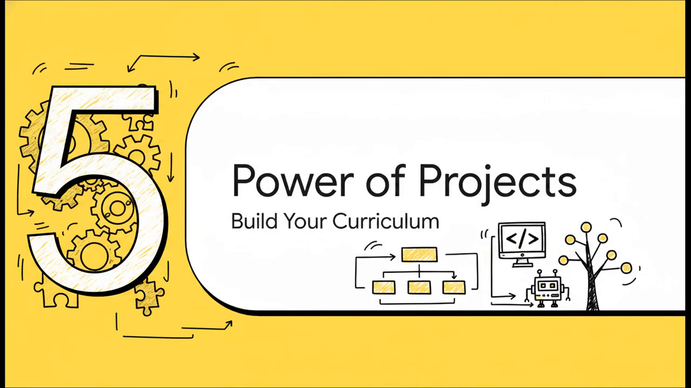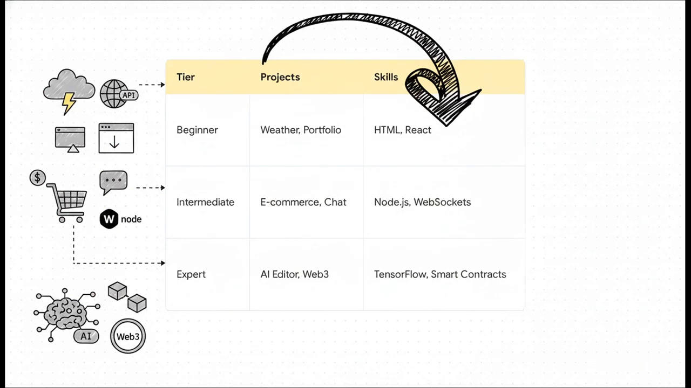Let's move to our final segment, Section 5, The Power of Projects. 200 ideas to build your curriculum. From our sources, we've got a massive list of 200 project ideas, but we've distilled it right down into this super simple, scalable matrix for you. If you're teaching beginners, you want to focus on projects like a weather dashboard or a personal portfolio. These are great for teaching basic APIs, HTML, CSS, and some introductory React.